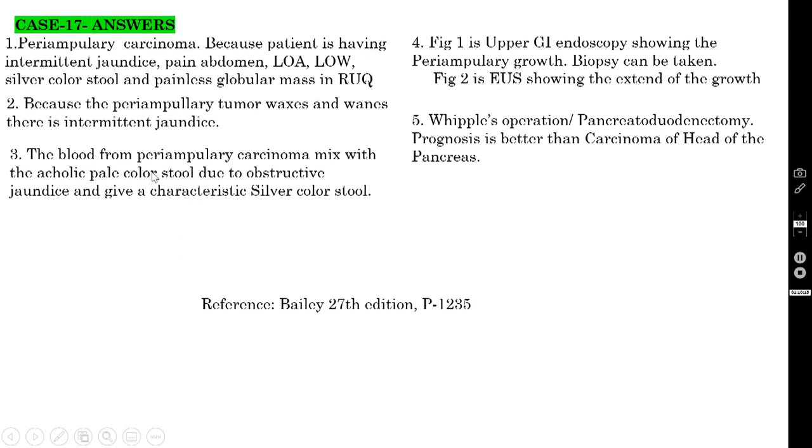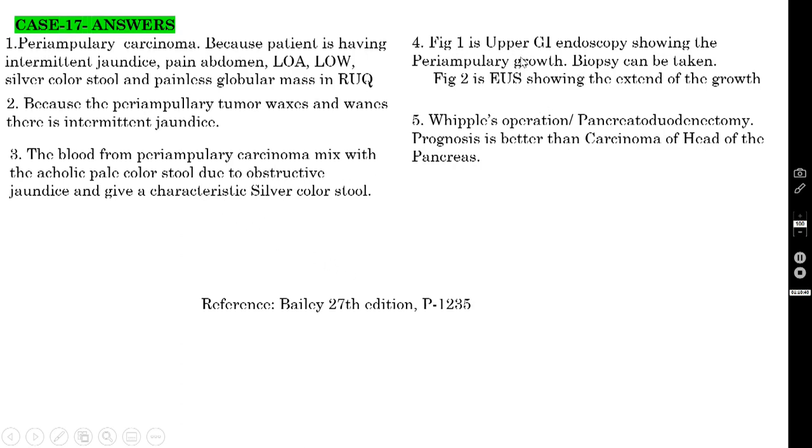And what is the cause for the typical or classical silver color stool? The blood from the periampullary carcinoma mixed with the acholic pale color stool due to the obstructive jaundice gives a characteristic silver color stool. If somebody is having silver color stool, you must rule out periampullary carcinoma.